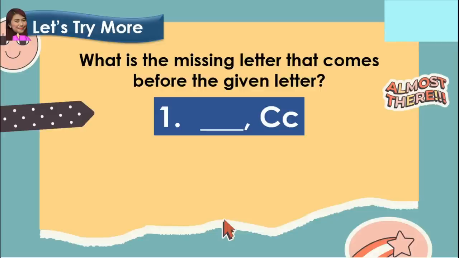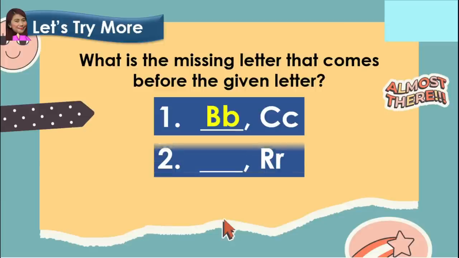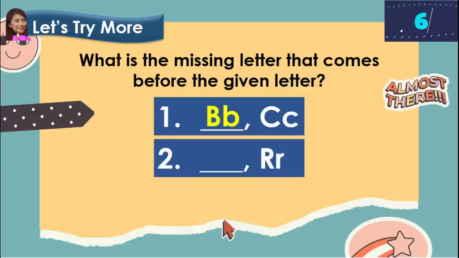And the answer is B. Number 2. Blank R. What is the missing letter that comes before letter R? Type now your answer. And the answer is letter Q.